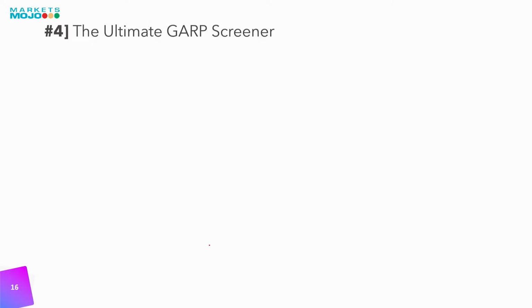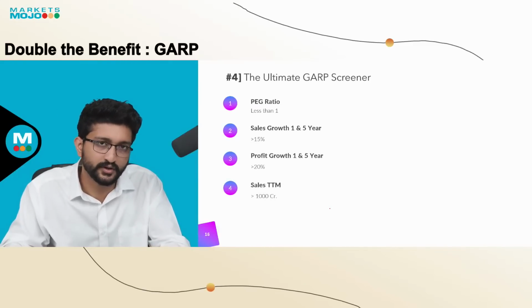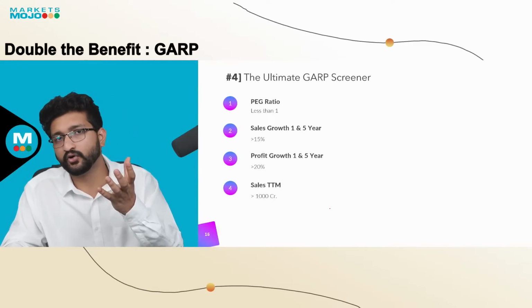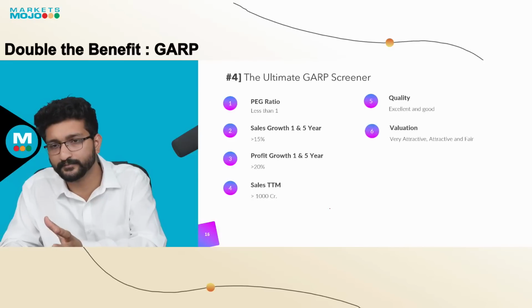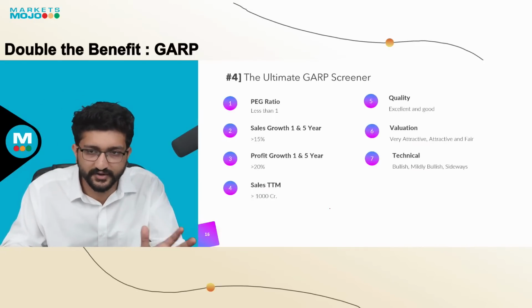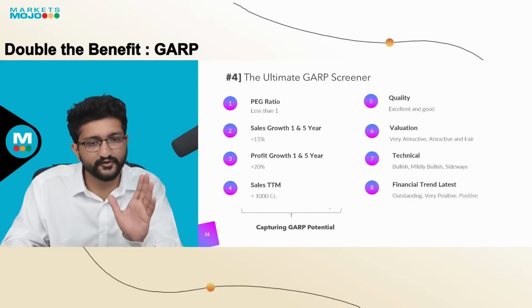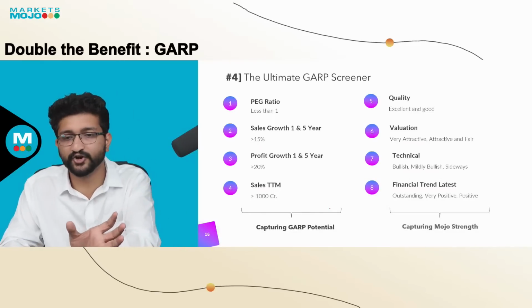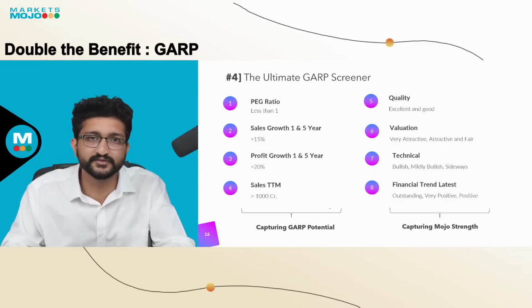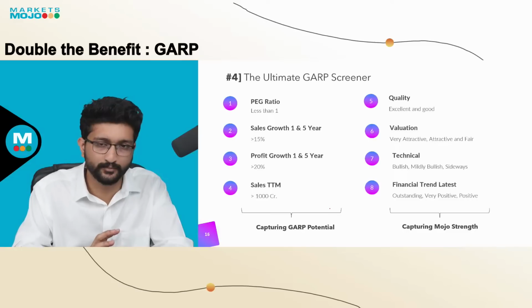The fourth strategy which I've made is the ultimate GARP screener, and the reason I'm calling it ultimate, I'll just explain to you. We again look at the same ratios, these 4 same ratios. But why don't we also look at the Mojo dots? I'm adding quality, which is excellent and good, valuation, attractive, technical, bullish, financial trend, outstanding, very positive. So here we're looking at the GARP potential, and we're also looking at the Mojo strength of that company. We are combining the markets Mojo analysis with the GARP model.